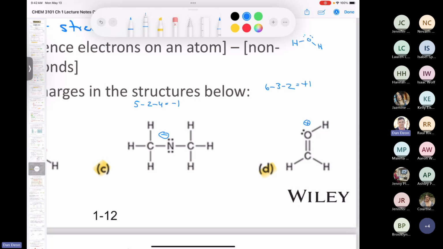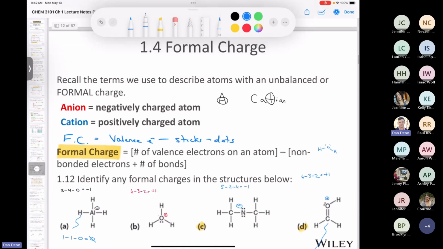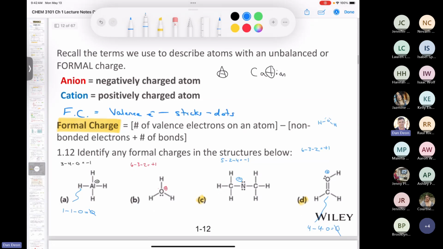All right, the carbon is fine, right? Carbon has 4 valence electrons, 4 minus 4 sticks and 0 dots gives you 0. So everything else is uncharged. So there we go. We have a formal charge of +1 on the oxygen in D and a formal charge of -1 on the nitrogen in C. All right, so that's how you calculate formal charge. I'll just tell you that by the time you've done all the practice problems and you've worked through this, students are usually very good at identifying formal charges and they don't need much coaching on that.